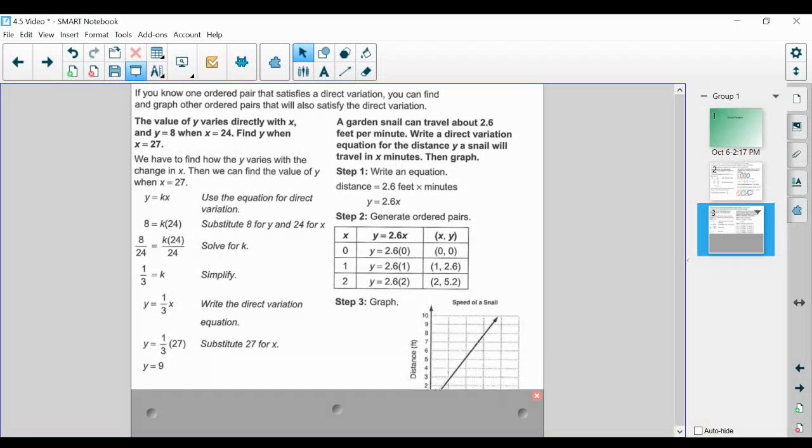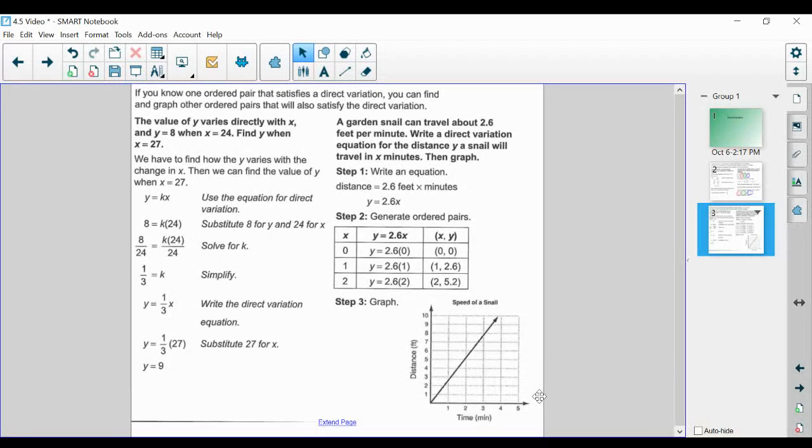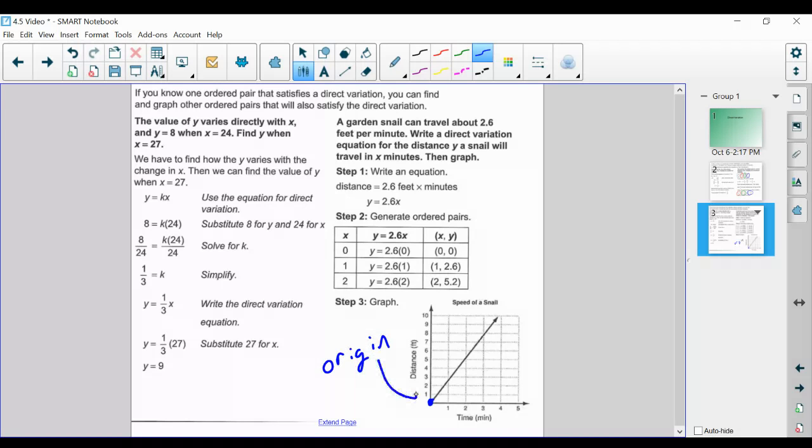And then we graph. And notice where our graph is starting. Our graph always starts at the origin. In order for us to have direct variation, we have to start at the origin. And that is very important moving forward because soon we're going to be taking this idea and expanding it even more. So in order for it to be specifically direct variation, our graph has to be starting at the origin.